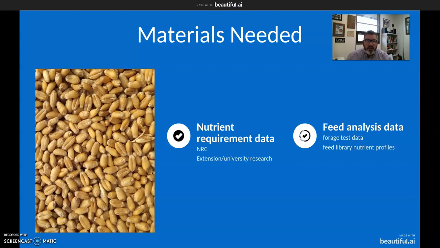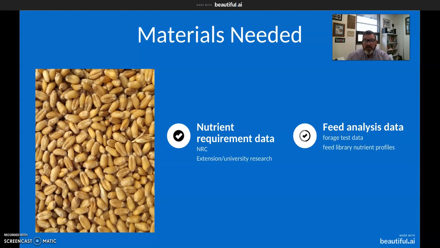So first things first, what will we need to get started? Of course, you need to determine the nutrient requirement data. That information comes from extension and university research sources and the NRC, the National Research Council. They meet periodically and determine the nutrient requirements of all the different species and publish a data set on a periodic basis that really guides all of ration balancing.